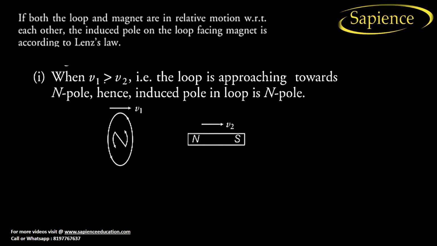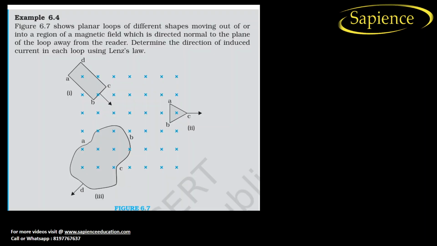now it may happen that both the loop and the magnet are in relative motion. See here, if both are in motion, what will happen? If v1 is greater than v2, what will happen actually? It means that this coil will move toward this. If this coil moves toward this, and this is your north pole, it will also behave as a north pole so as to oppose it, right? So this is how you can find the direction.